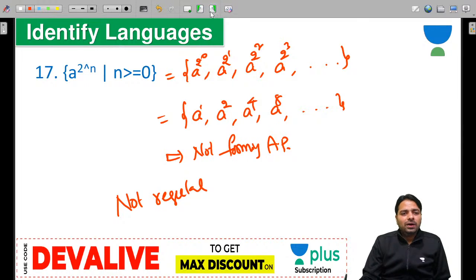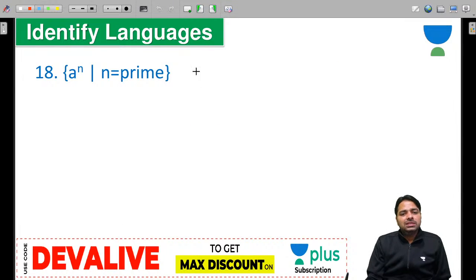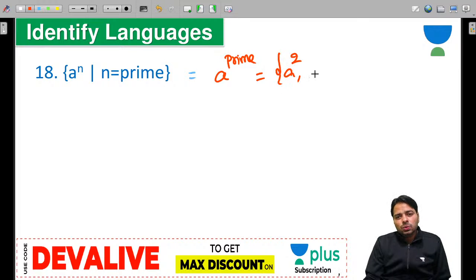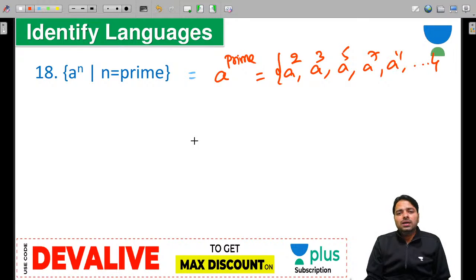Right? Okay. Now a power prime, it's just nothing but a power 2, a power 3, a power 5, a power 7, a power 11, and so on. This is also not forming AP. So directly I can say not regular.